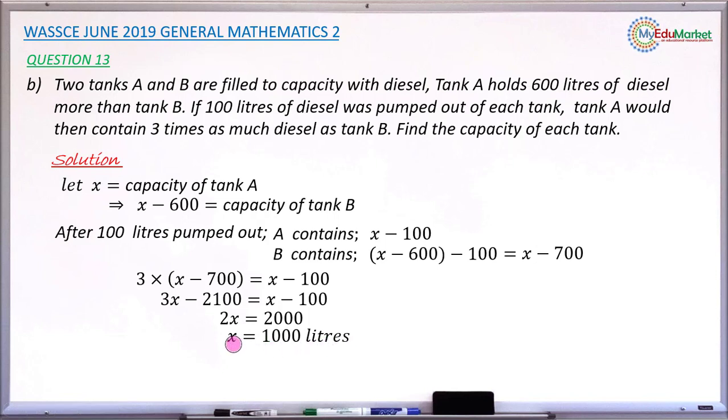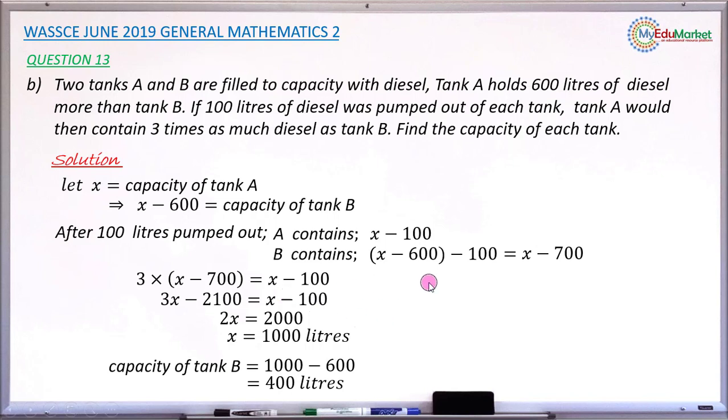You can now use this to find the capacity of tank B by simply subtracting 600 from this 1000. So subtracting 600 from 1000 gives the answer 400 liters. This is the capacity of tank B. With this, I have answered this question, so let me share with you how marks were distributed in this question.